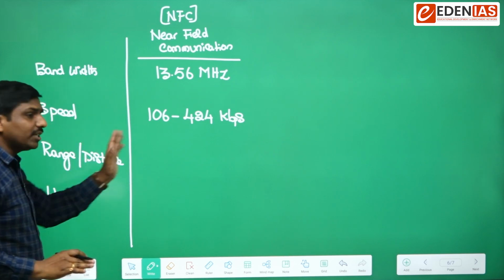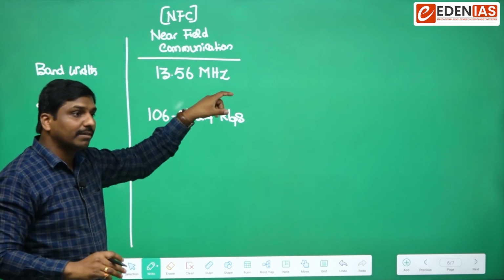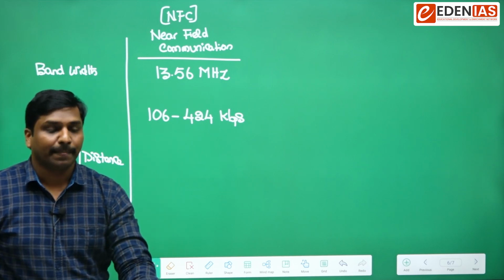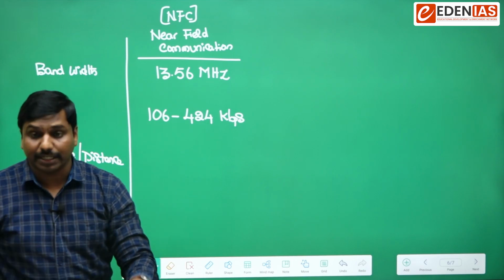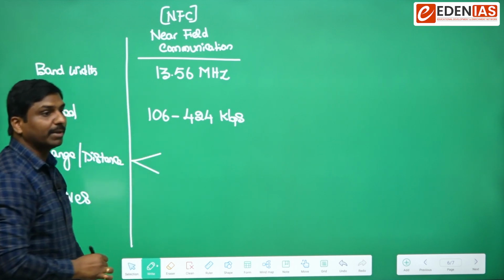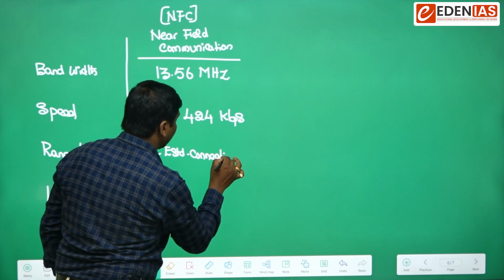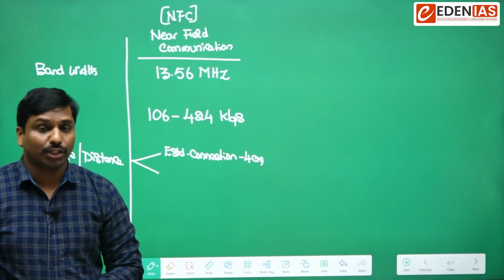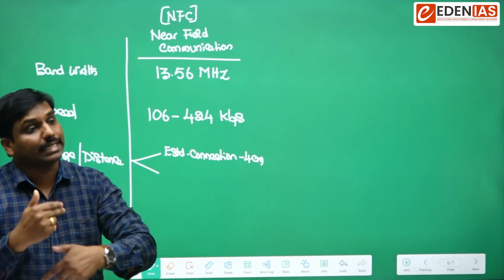Now the range or distance. In which range do these things work? We are calling it near field communication. Two very important things to keep in mind: in order to establish a connection from one device to another, the devices should be within a distance of 4 centimeters. Are you getting that? Be clear with this. Devices should be within a distance of 4 centimeters as we establish the connection.